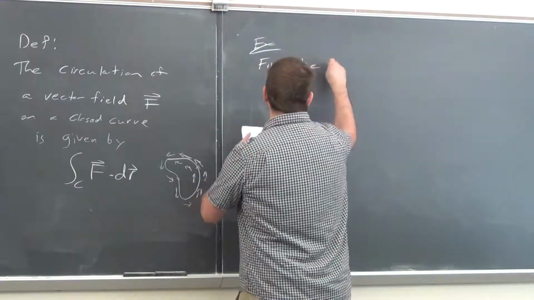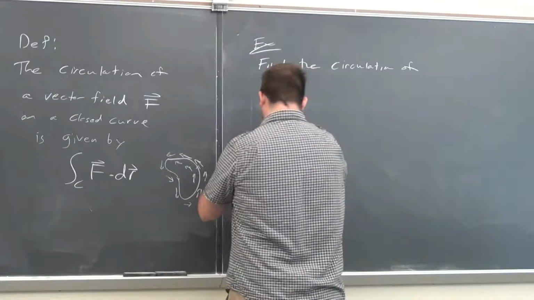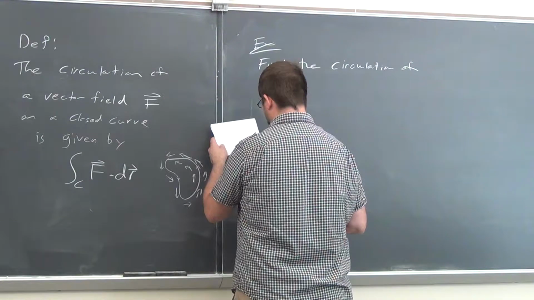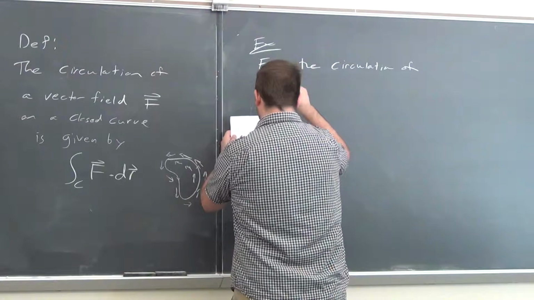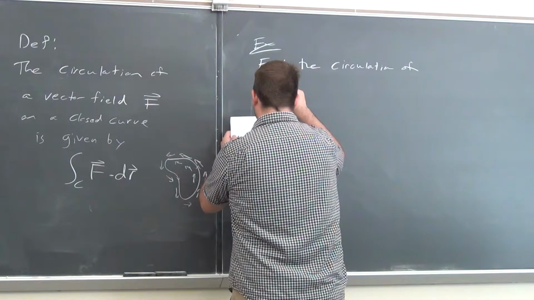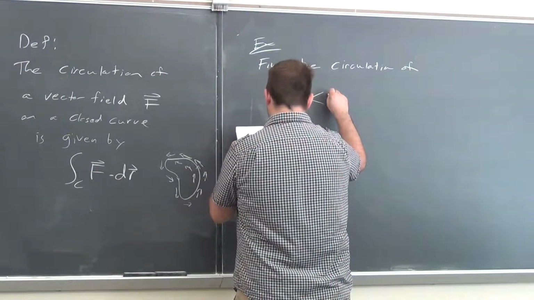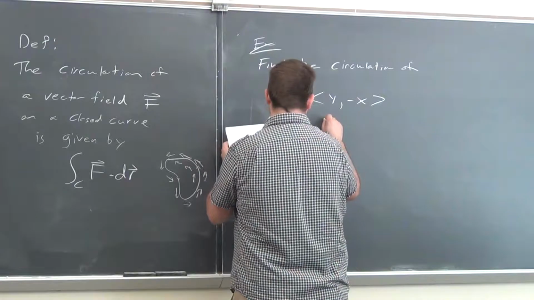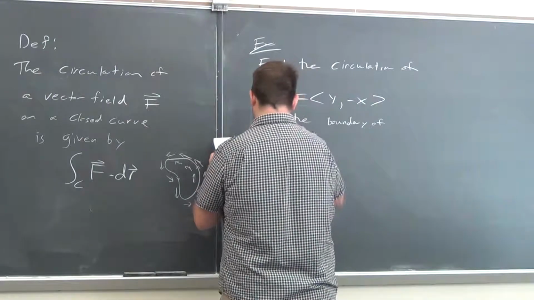Find the circulation of F equals y comma negative x on the boundary of the unit disk.